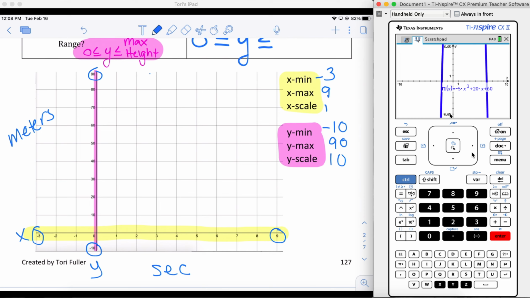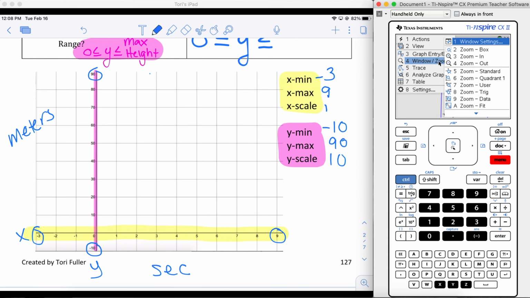So to get to type that in the calculator, we're going to go menu, window, and then window settings. So menu, window, and then settings. I'm going to write that down.